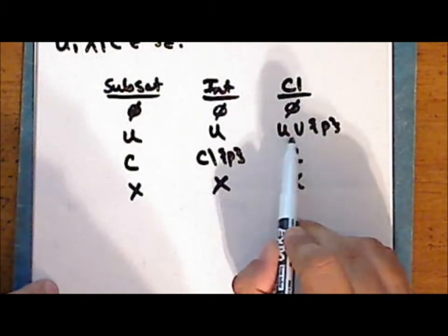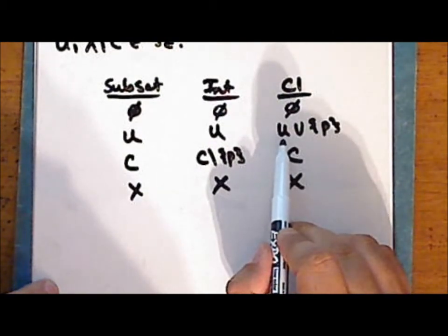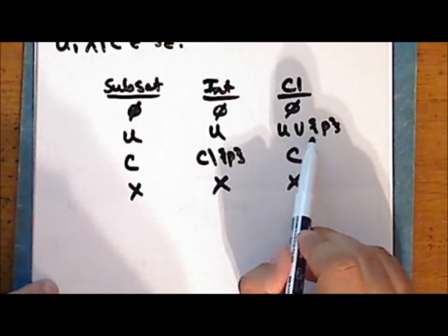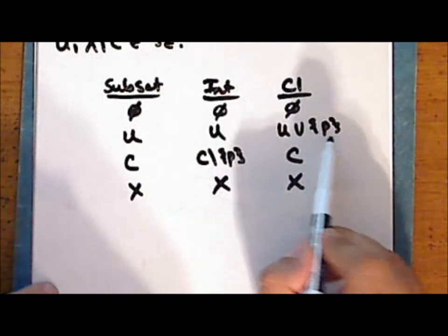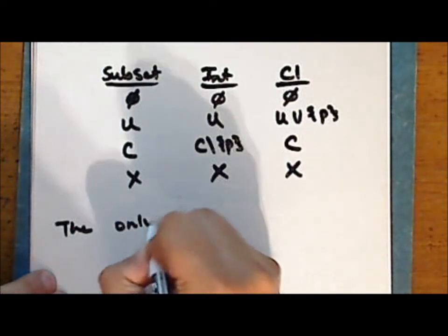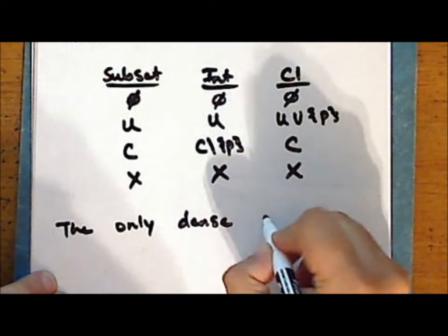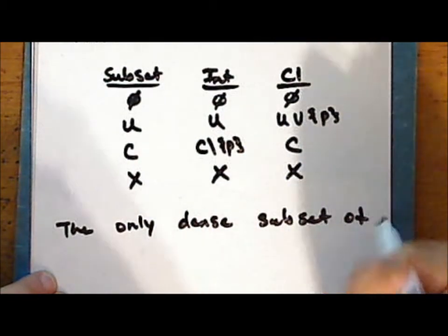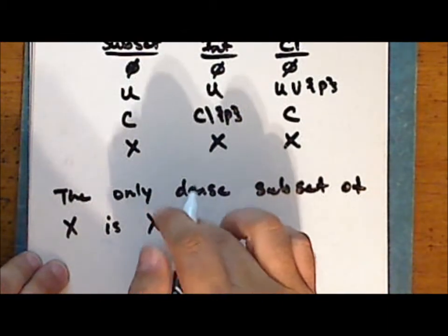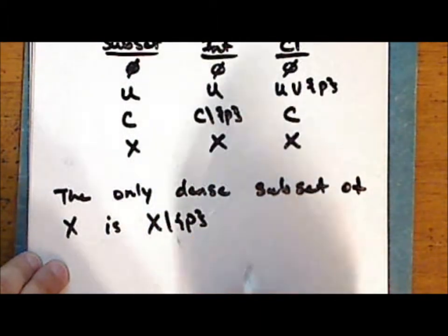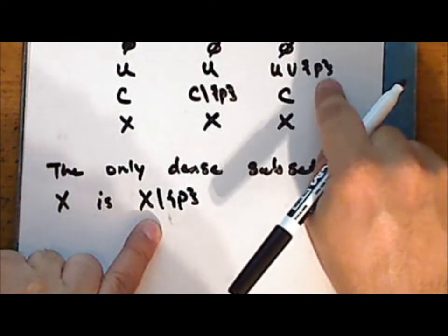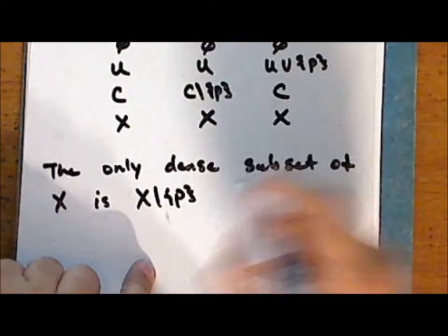So notice that the only non-empty proper subset for which the closure is equal to the entire set is the complement of the singleton containing the point P. So the only dense subset of this space is, once again, the subset which is the complement of the singleton containing the point P, since its closure is the union of this set with the singleton containing the point P and is therefore the entire set X.